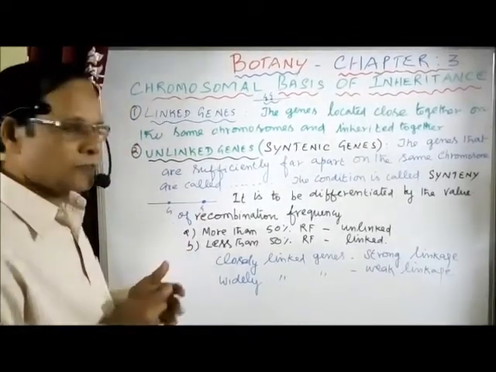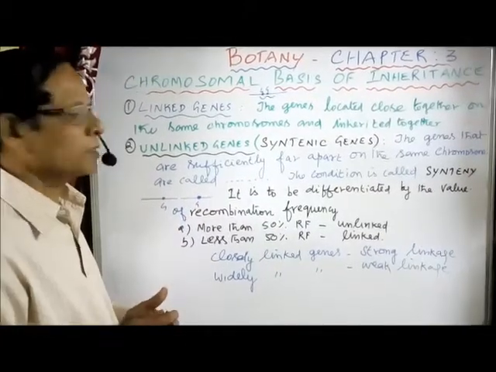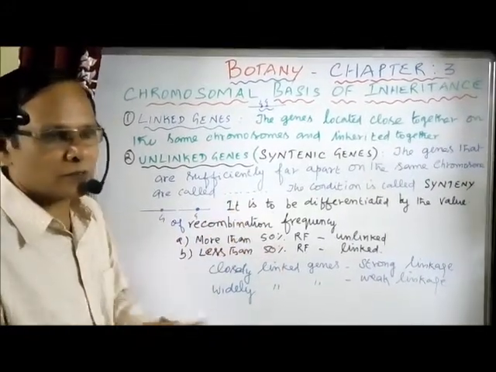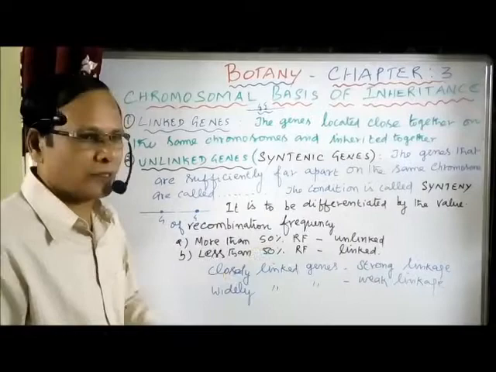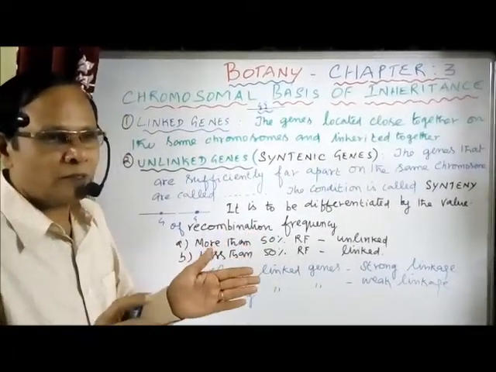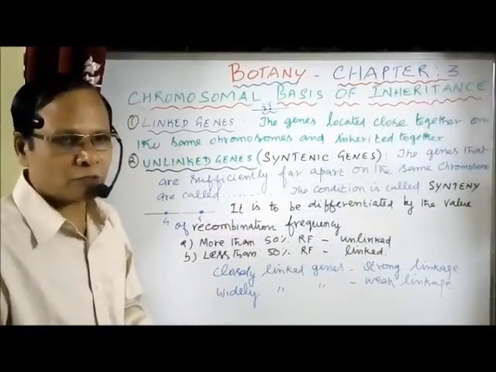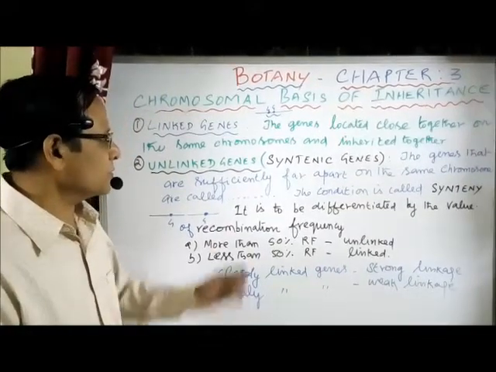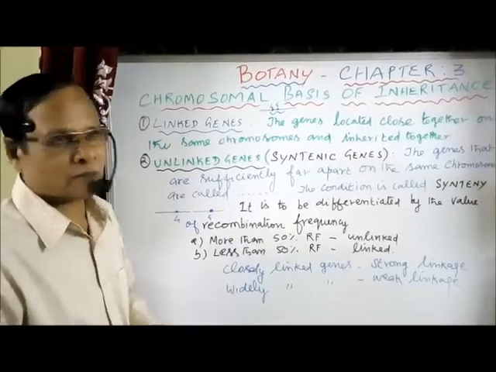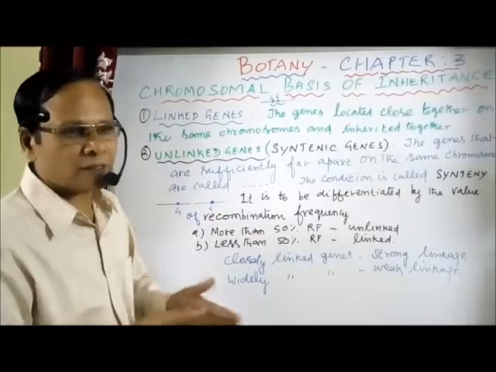Weak linkage means the genes are placed farther apart, so crossing over is possible. But when the genes are placed closely, tightly, there is no crossing over. That's why we say strong linkage. In weak linkage, the genes are placed farther apart and allow crossing over. We will discuss problems related to this later. I will draw the diagram to show the linked and unlinked genes, and we have to continue further in the next class.